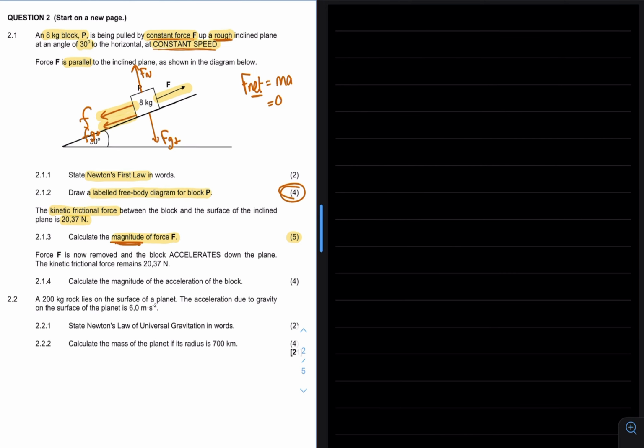In the next part, it is said that force F is now removed and the block accelerates down the plane. The kinetic frictional force remains 20.37 Newton. Now just watch out that the kinetic frictional force will now be in the upward direction, seeing as we are moving downwards. So remember that frictional force is always opposite to the direction of motion. And again, it will be really important here to go and draw your free body diagram. 2.1.4 asks then to calculate the magnitude of the acceleration of the block for 4 marks.